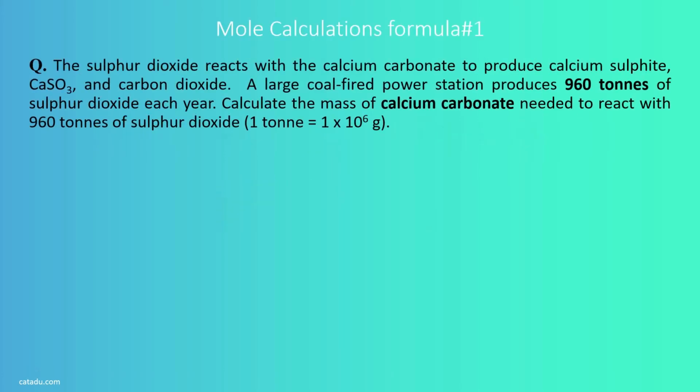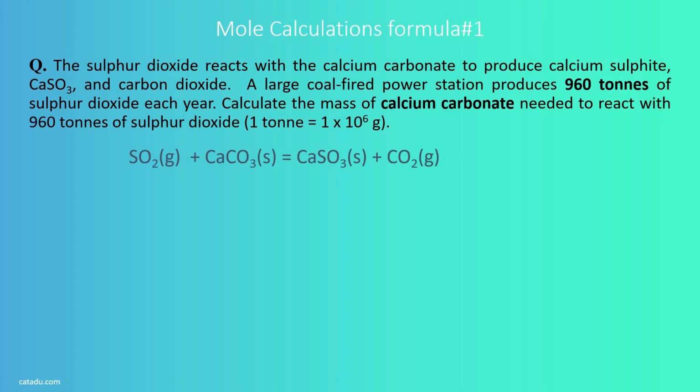The problem here is sulfur dioxide and calcium carbonate. In this problem, you have to discover what data is given, then what you have to calculate. Data given: 960 tons of sulfur dioxide. That is the mass given. We have to convert it to gram.